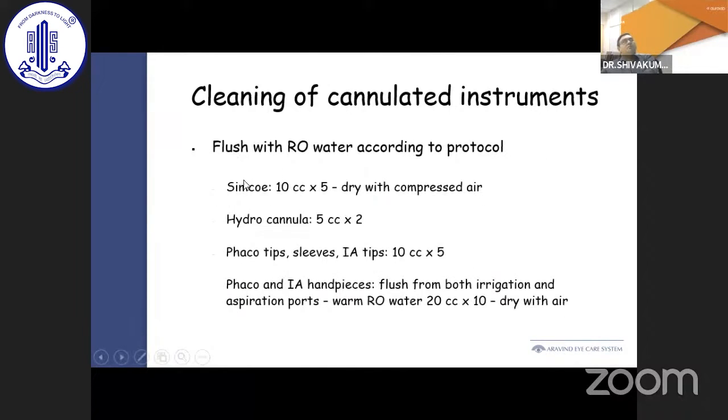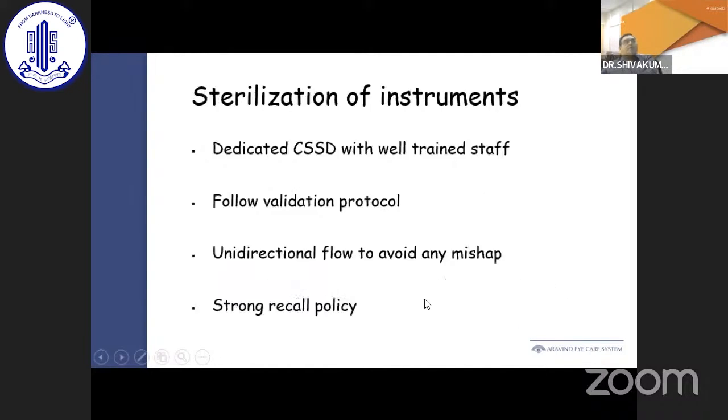As far as cannulated instruments are concerned, the Simcoe is to be flushed with 10 cc 5 times, the hydrocannula 5 cc twice. The phaco tips and sleeves and IA tips 10 cc 5 times. Phaco and IA handpieces should be flushed from both the irrigation as well as the aspiration ports with warm RO water, 20 cc 10 times, and an equal amount with air so that they can dry.